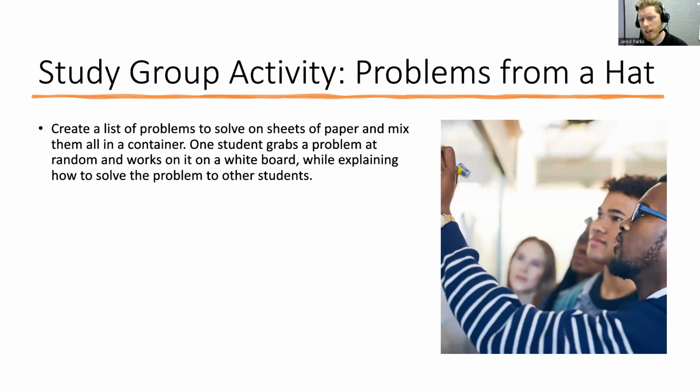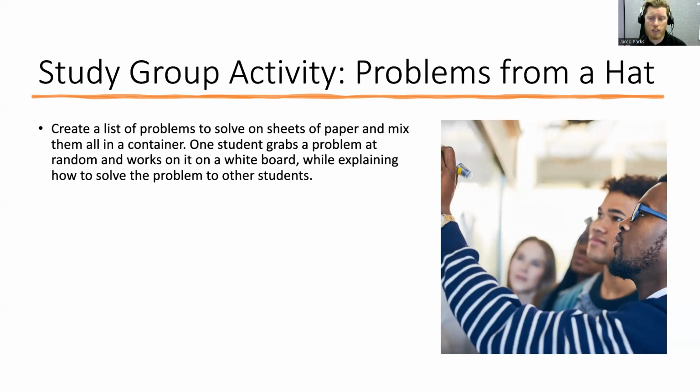And so one student grabs a problem from the hat and then works on it on a whiteboard, a chalkboard, while explaining how to solve the problem to other students. They're up front, they're explaining it, so they have to think about it. So it's good review for them. They're trying to teach it, so they have to think about what to look for or why it's a certain way. And then the people watching, the audience, the other study group members, are assessing. They're making sure it's correct. If they're not sure, they're learning from it.